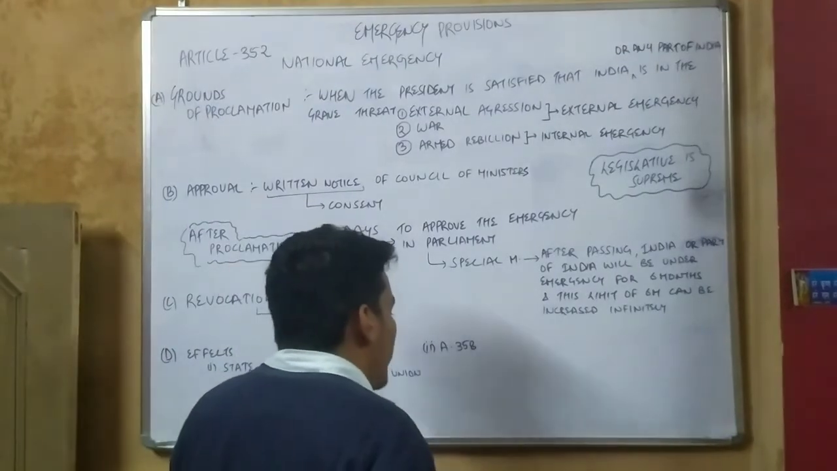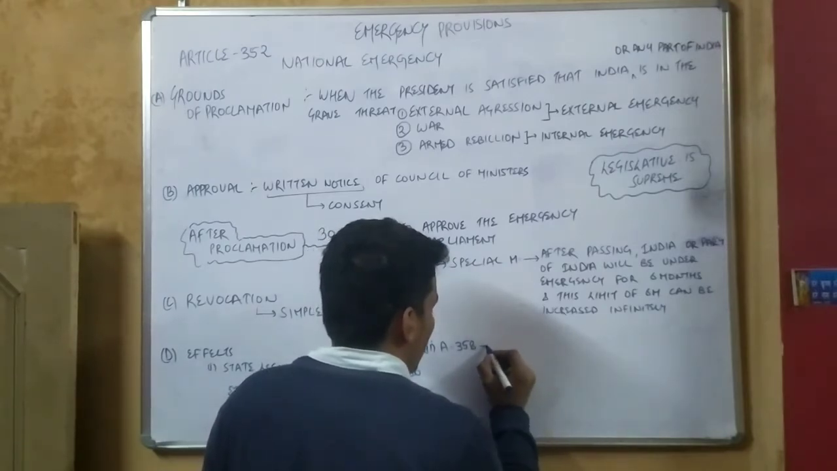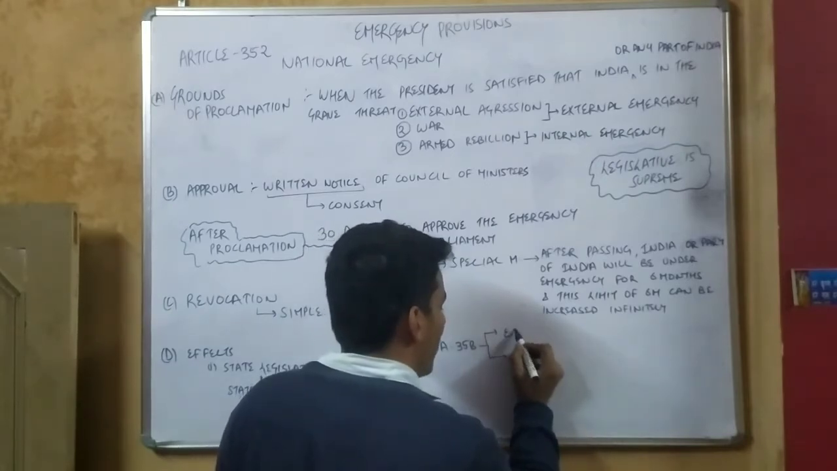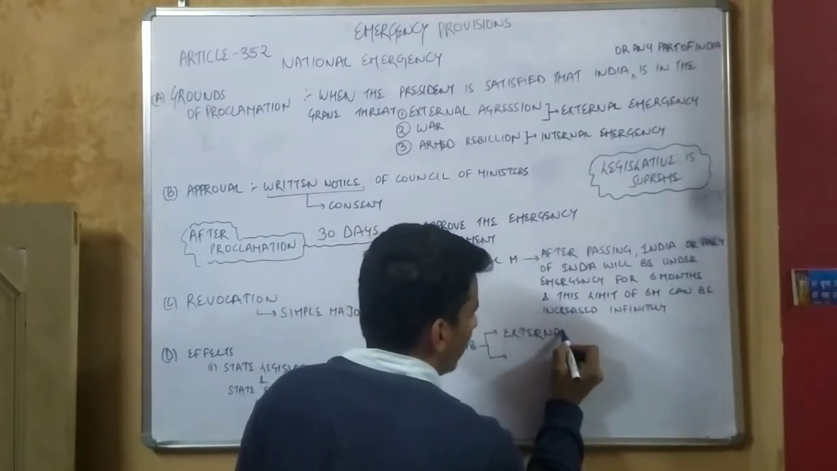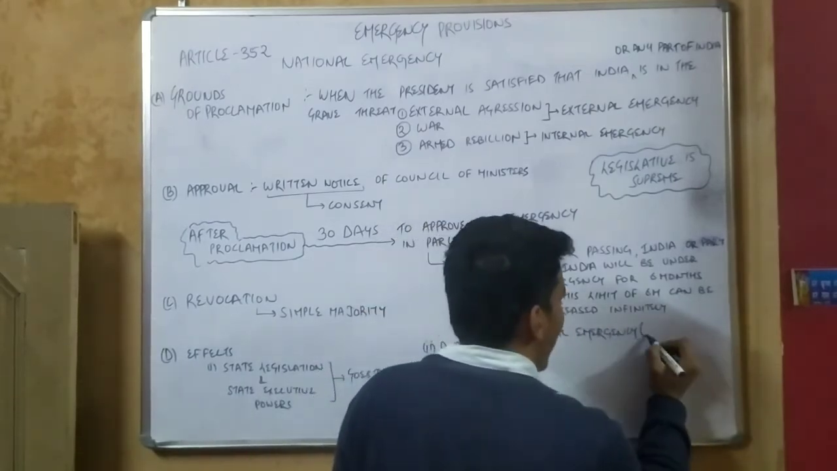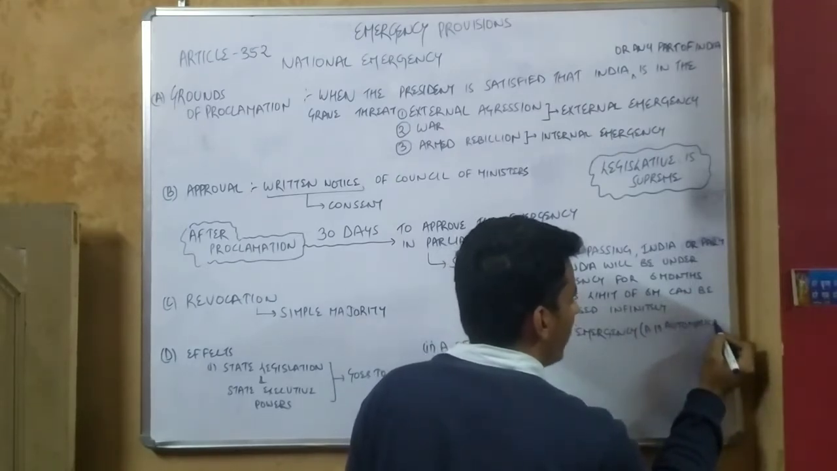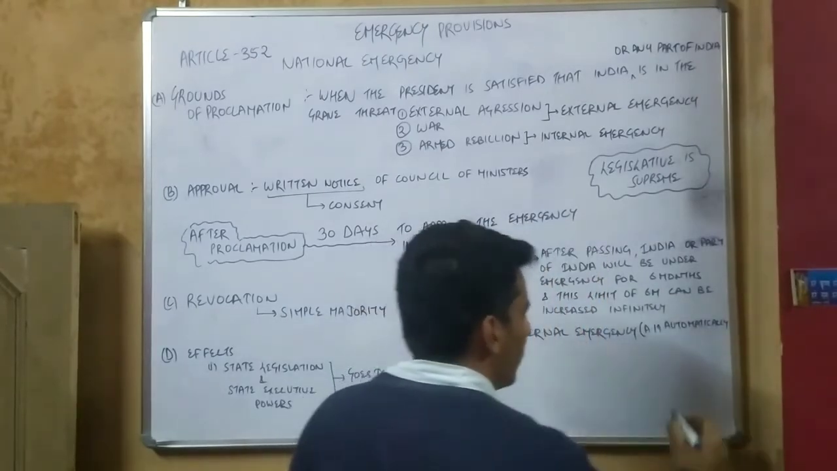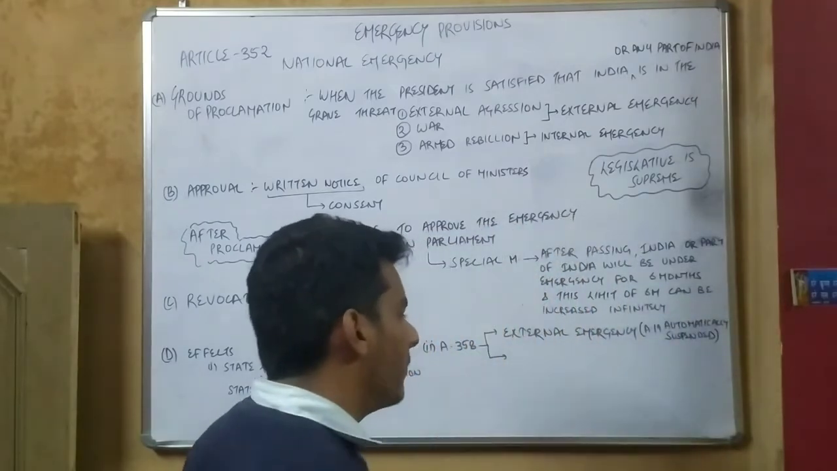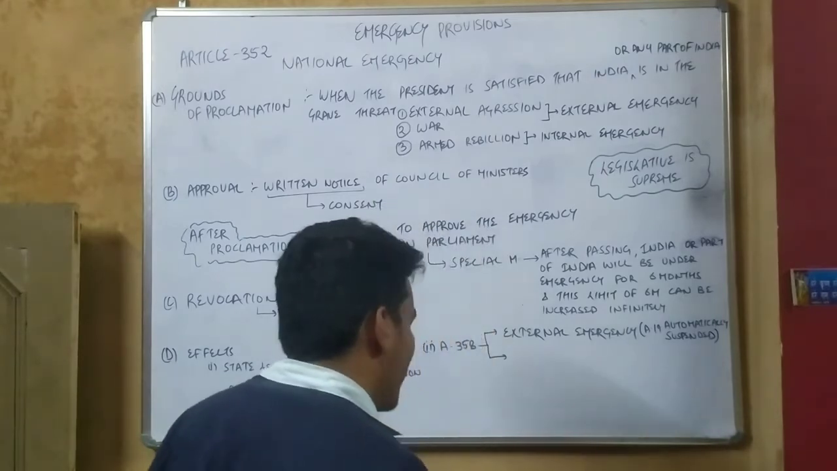So Article 358 says that when there is a proclamation of national emergency, if you talk about external emergency, Article 19 is automatically suspended. Why? I will give you a perfect reason for it. Article 19 talks about freedom rights, right? We have 6 clauses under it that talk about association, movement, speech and expression, residence, profession, right?